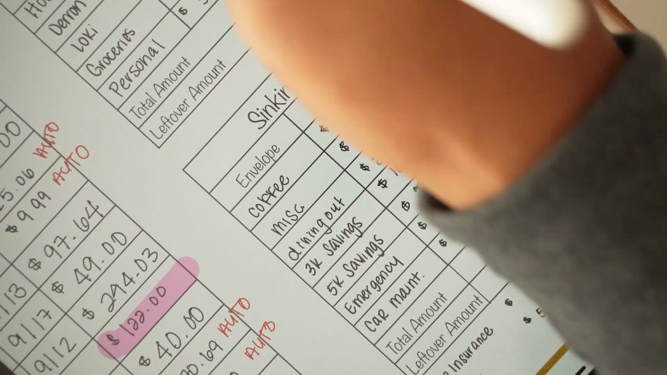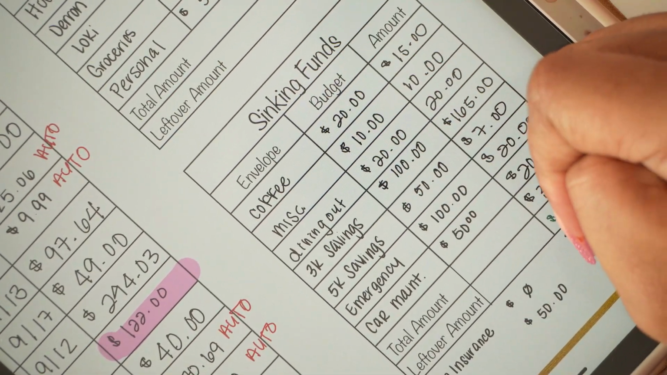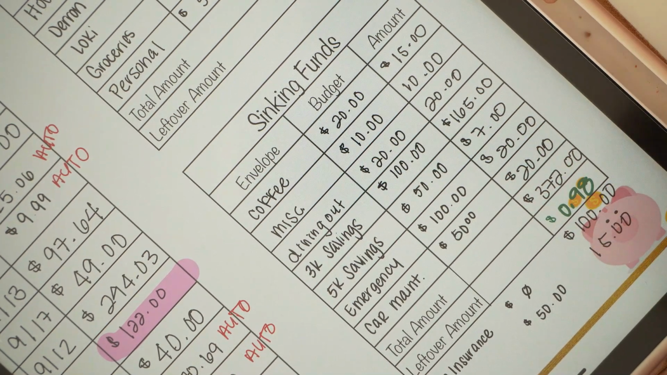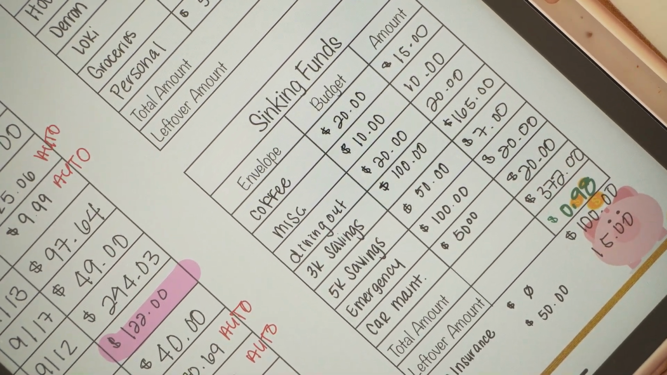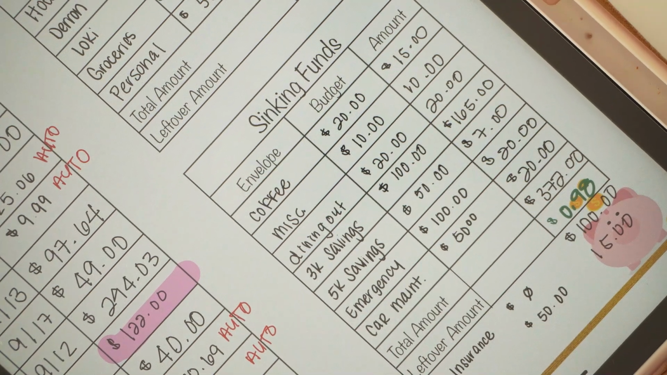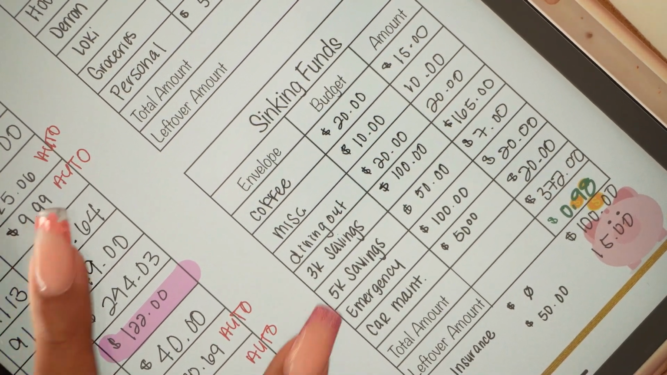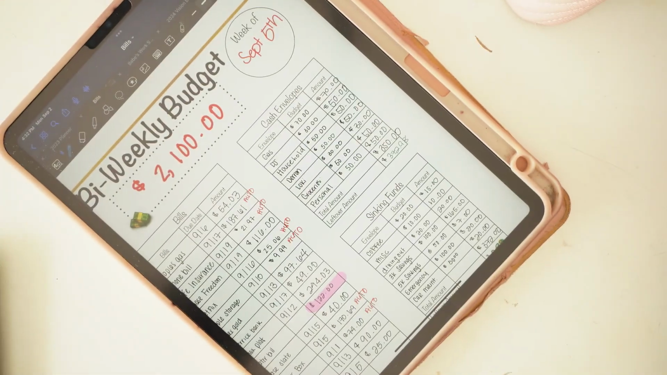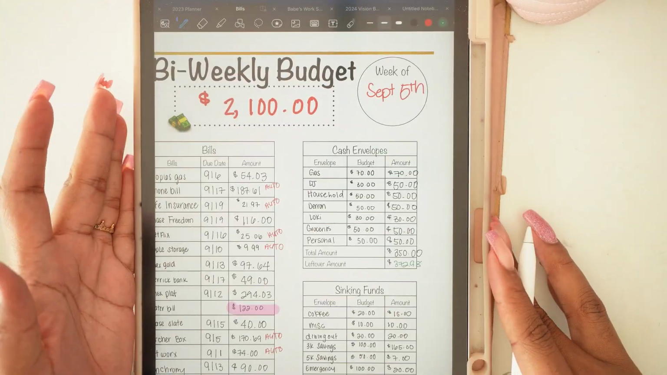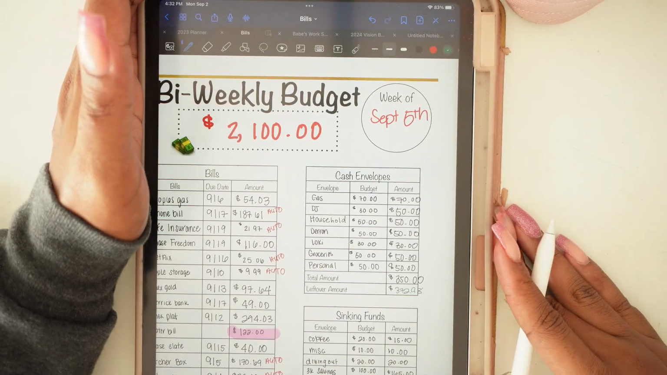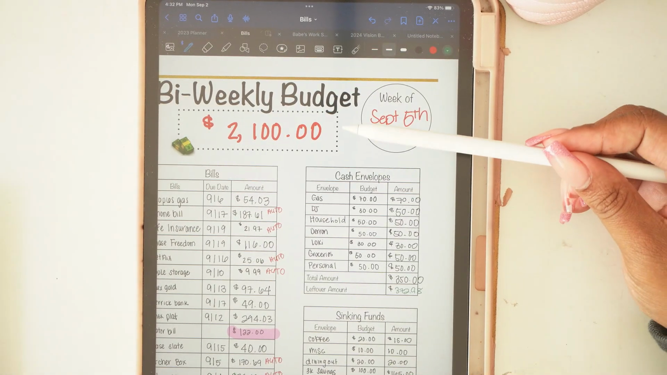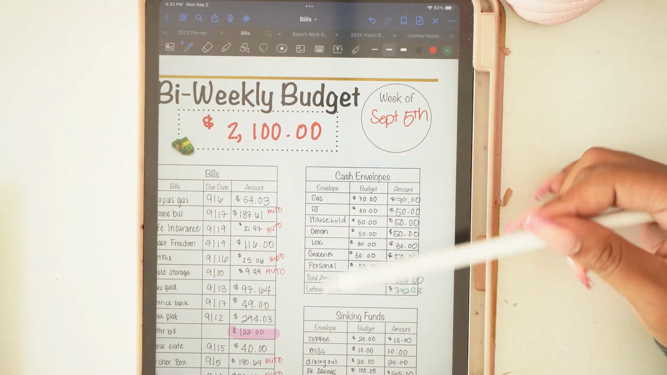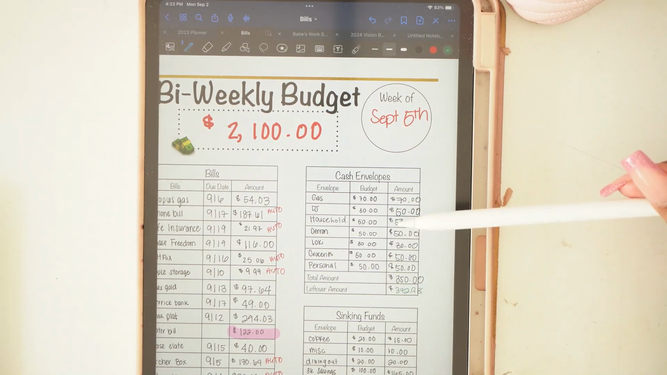Oops. Left over. That's just gonna sit in my checking account as a little buffer. But again, I don't budget this 2100 is not my whole paycheck. Again, this is just what I budget out of my paycheck for my bills that I have to come out and my cash envelopes.